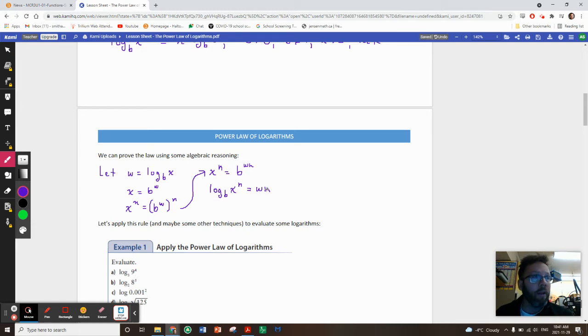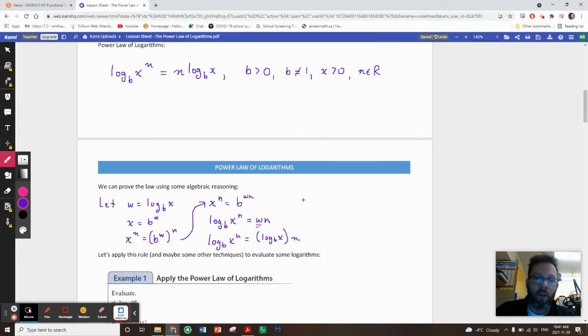And that's almost our rule. It basically is the rule, but remember that early on we said w was equal to log base b of x. So the log base b of x to the power of n equals log base b of x times n. And we've basically shown it, right? It's just the way we stated the rule, we have the n out front. So pretty neat. So this is the power law of logarithms.